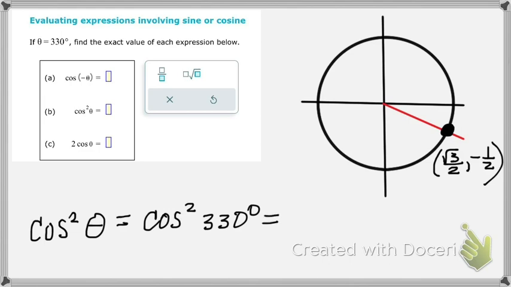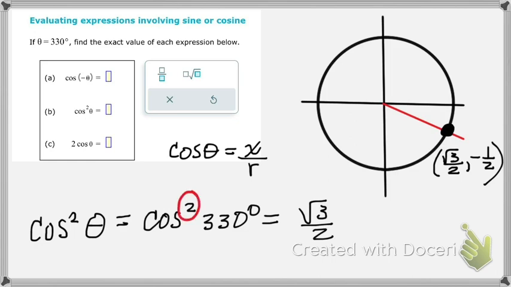All right, well, what's cosine of theta? It's X over R, right? We know that the cosine of theta is equal to X over R. So my X coordinate here is rad 3 over 2 over R, which is 1. And we want to square this. So I'm just going to go rad 3 over 2, squared. Does that make sense, that I'm saying what's cosine of theta and then I'm squaring it? The cosine of theta is rad 3 over 2, and I'm going to square it and get 3 over 4. So that's the evaluation for that one.